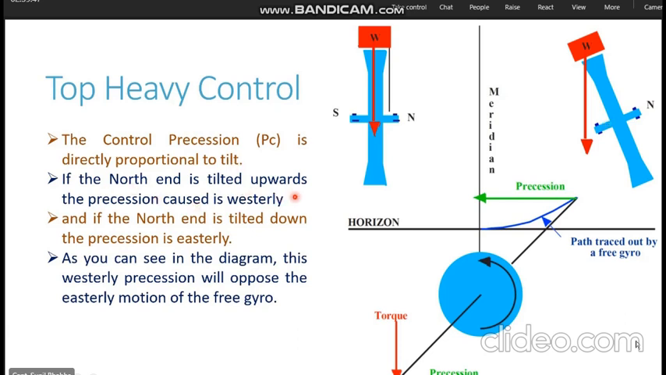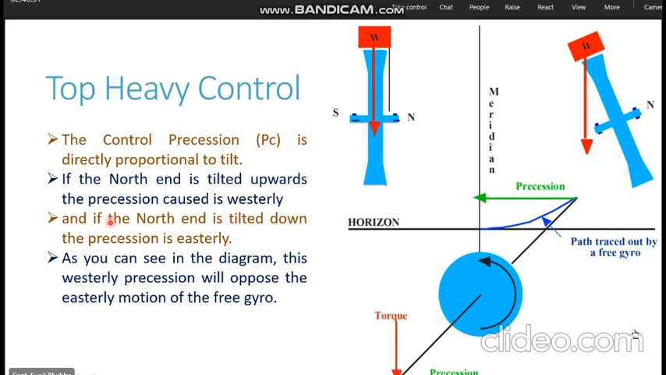If the north end is tilted upwards, the precession caused is westerly. You can easily see from these diagrams, the spin axis was horizontal here. There was no torque being generated because of the top heavy weight. Now in this diagram, you see an upward tilt of the north end of the spin axis, the weight acting downwards on the south end. And if you come back to this diagram now, weight acting downwards on the south end generates an easterly precession in the south end of the spin axis, and at the same time generates a westerly precession in the north end of the spin axis.